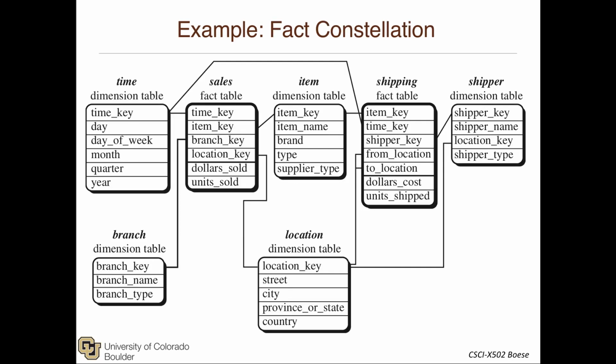And then a fact constellation is just more complex. We care about lots of information. We may have 2 fact tables in there. We care about sales and the shipping information. And again, this is all set up to be optimized for our OLAP transactions for our data warehouse for data mining processes.